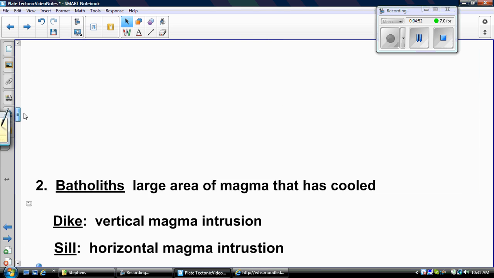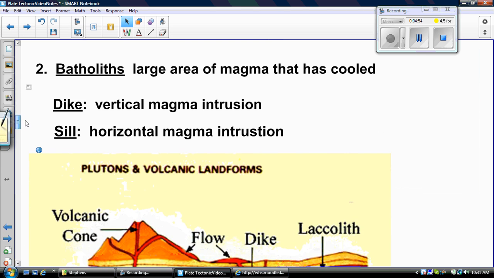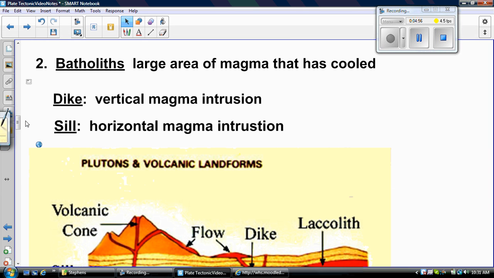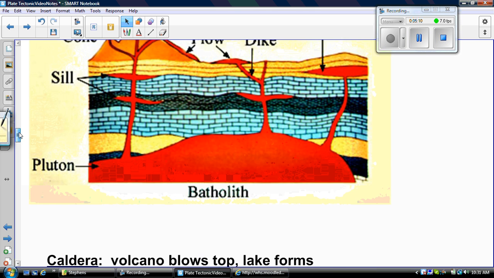Okay, so those are our volcanoes. Now, when we also talk about volcanoes, we talk about things that can form when magma doesn't necessarily form a volcano. Magma can form things besides volcanoes. It can form batholiths, dikes, and sills. A batholith is just a large area of magma that's cooled, and it's usually underneath the Earth's surface.